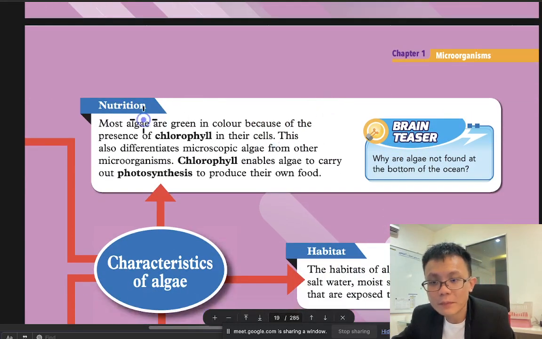Nutrient, most algae are green. Why are they green? Because they have chlorophyll. If they have chlorophyll, what does it mean? Having chlorophyll means they can carry out photosynthesis by their own.